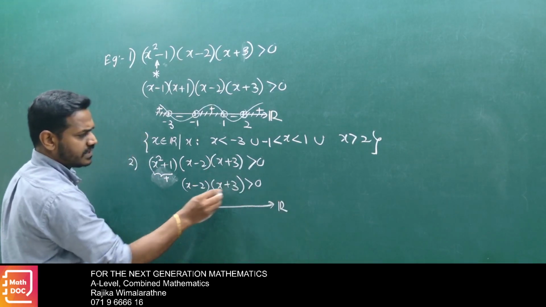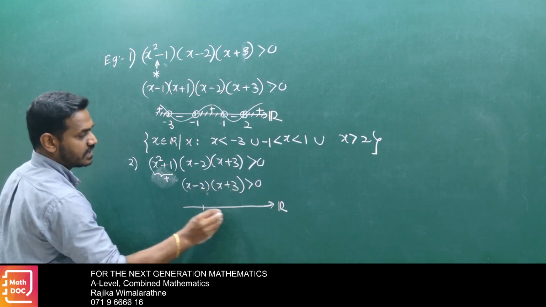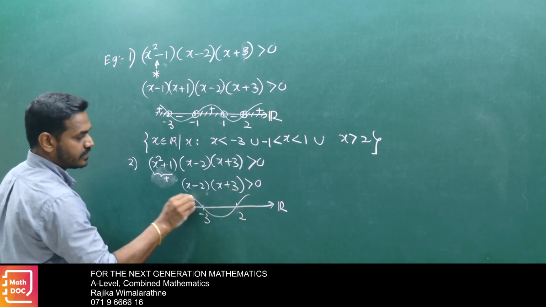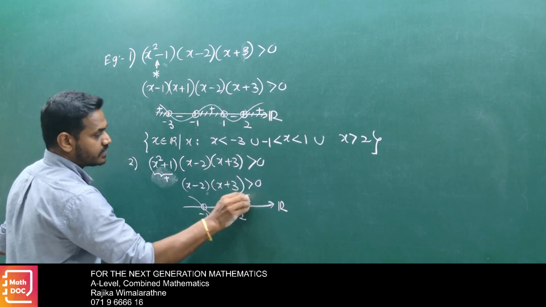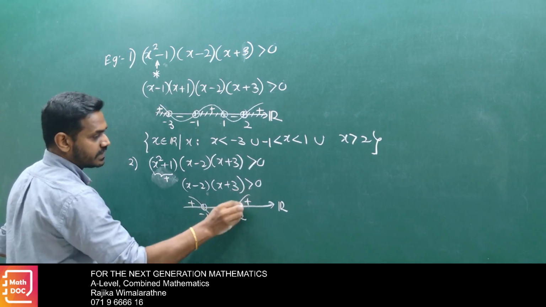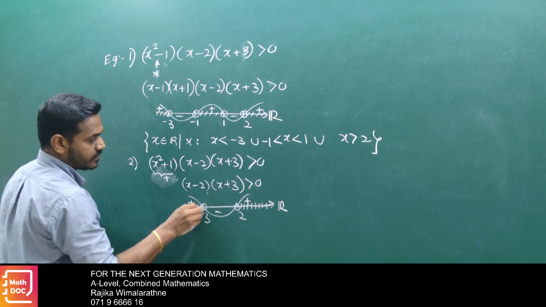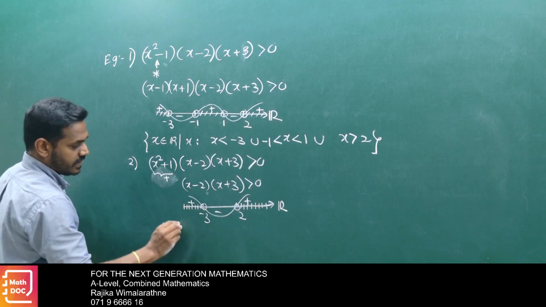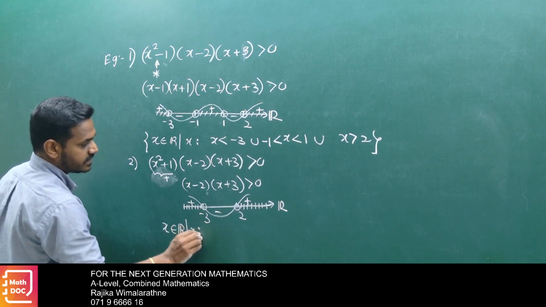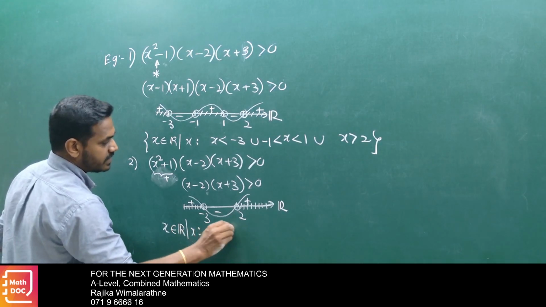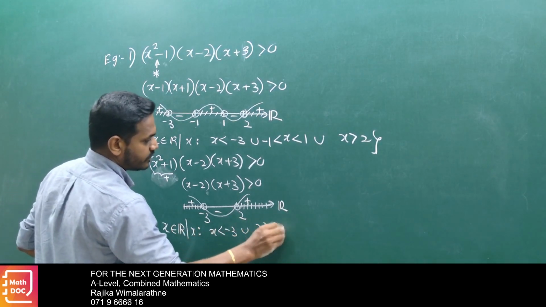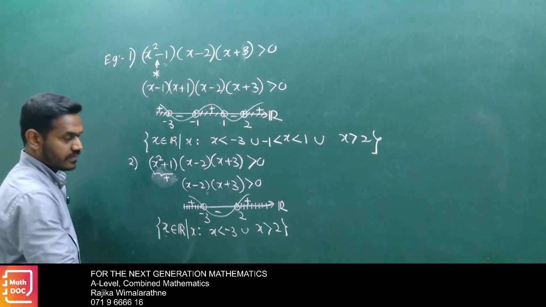On the real number line, here the 0 value is −3, here the 0 value is 2. Positive, negative, positive. The positive region is this. Then the final answer: x is an element of the real set, x such that x < −3 union x > 2. Continue now.